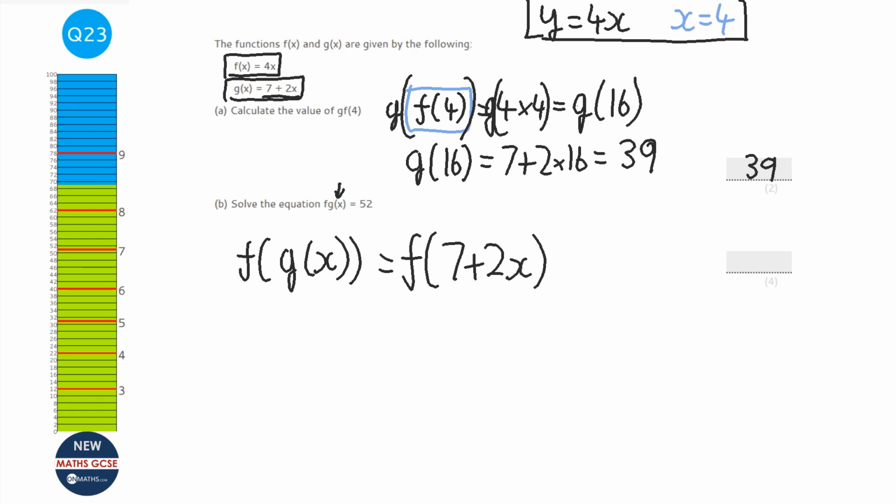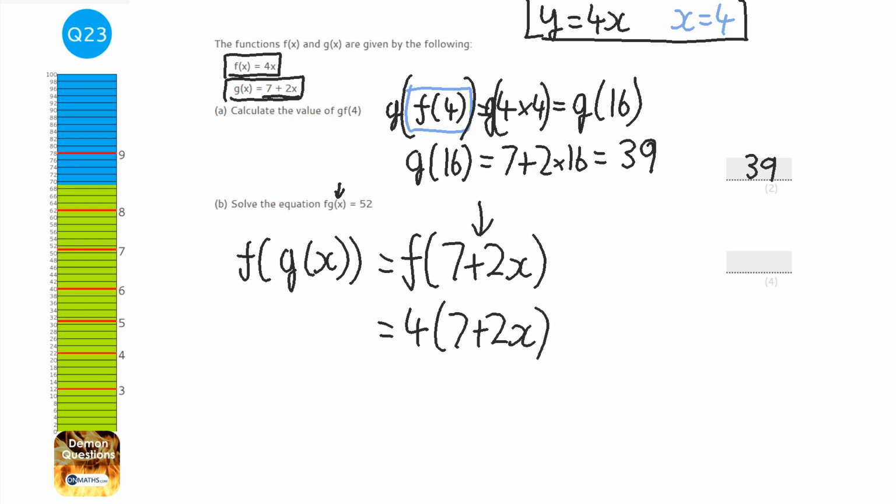Now f wants to then use that 7 plus 2x and feed it into the f of x equation. So f of x is 4 times x. We're feeding in the 7 plus 2x, so it's going to be 4 times (7 plus 2x). Then we can expand that a little bit.